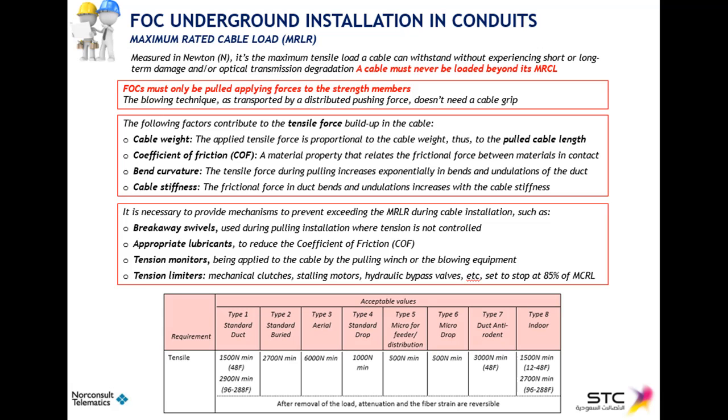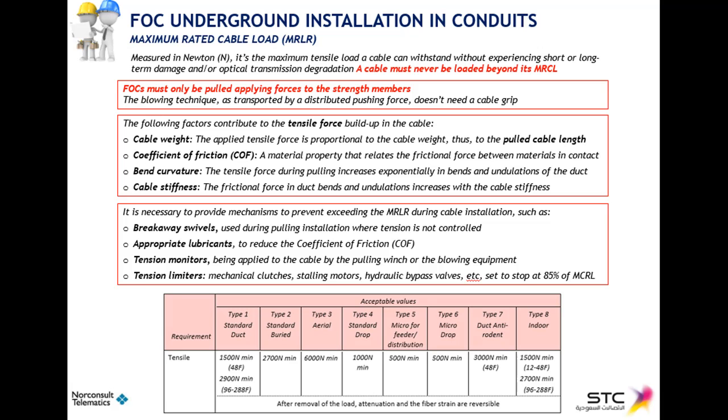Standard ducts have 1500, for example, for the 48 fiber cables, and almost 3000 newtons for bigger size cables, the 96, 144, 288. So you have different minimum requirements here. If you don't have the data sheets from the manufacturers, you have to make sure that you never ever exceed these tensile forces when installing the cables.